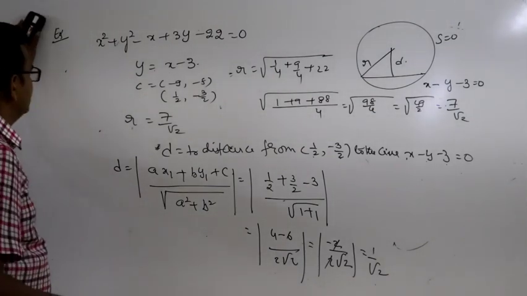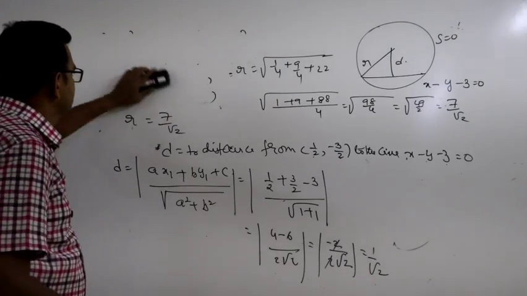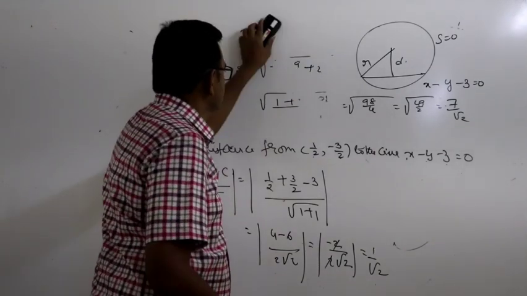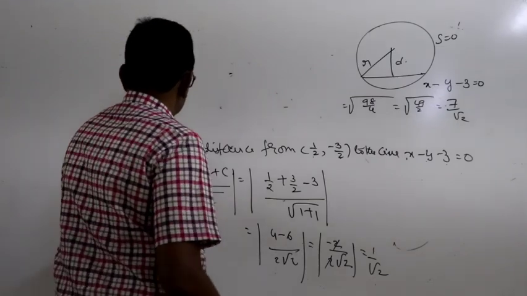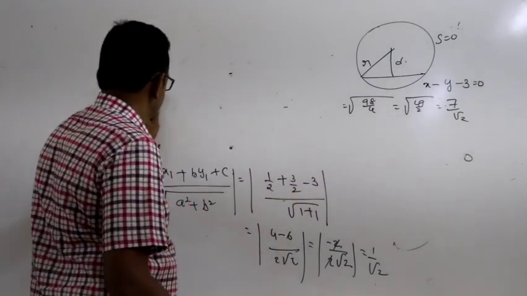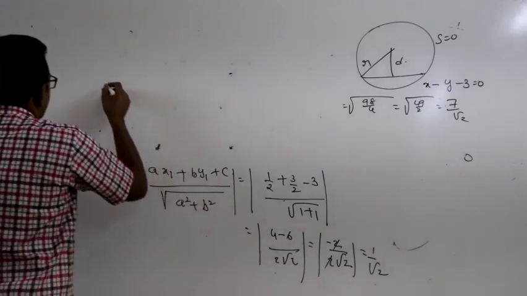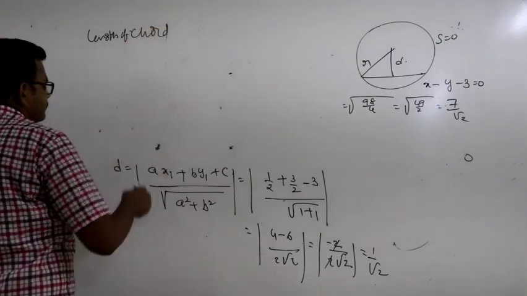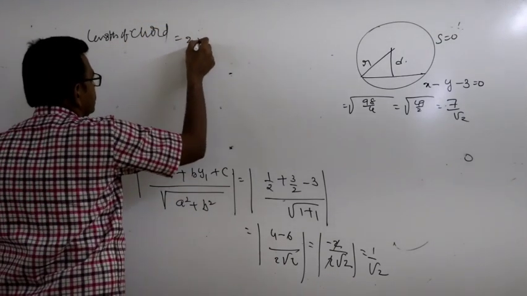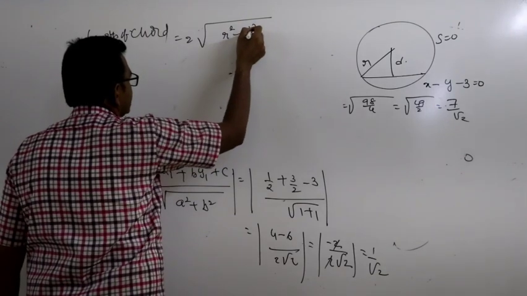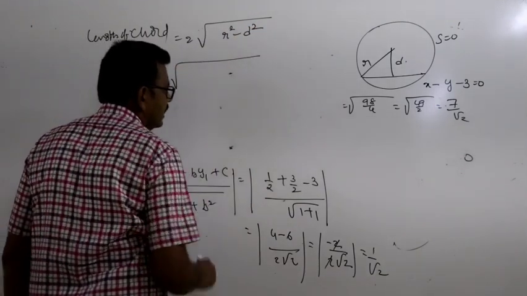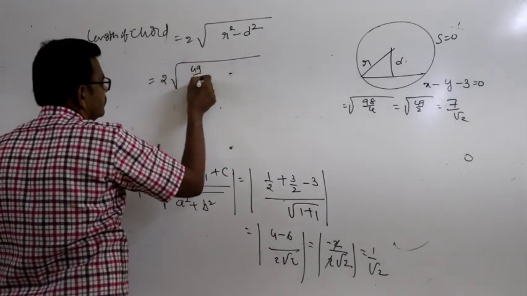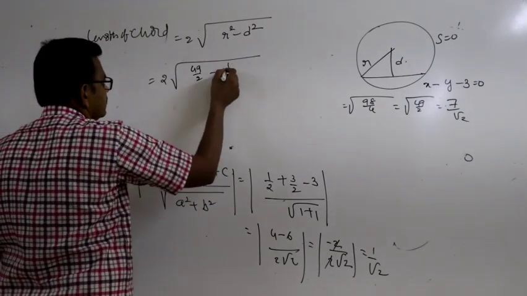So length of the chord is equal to 2 into root of r square minus d square. That is 2 into root of r square, 49 by 2, minus d square, that is 1 by 2.